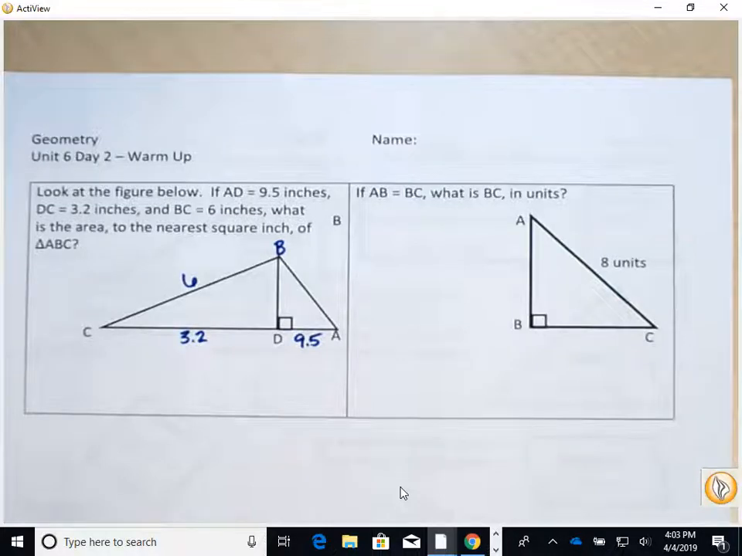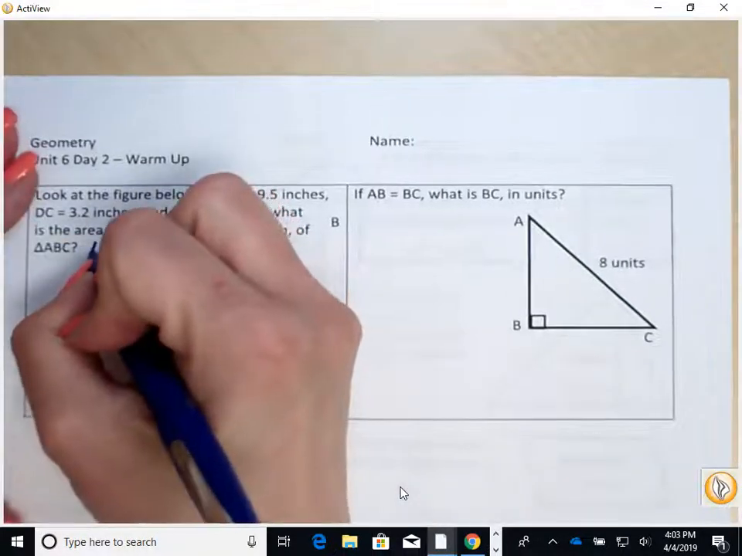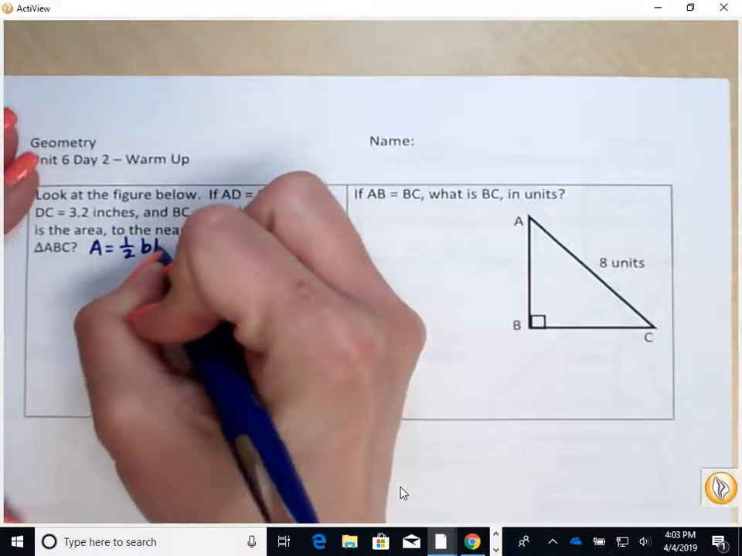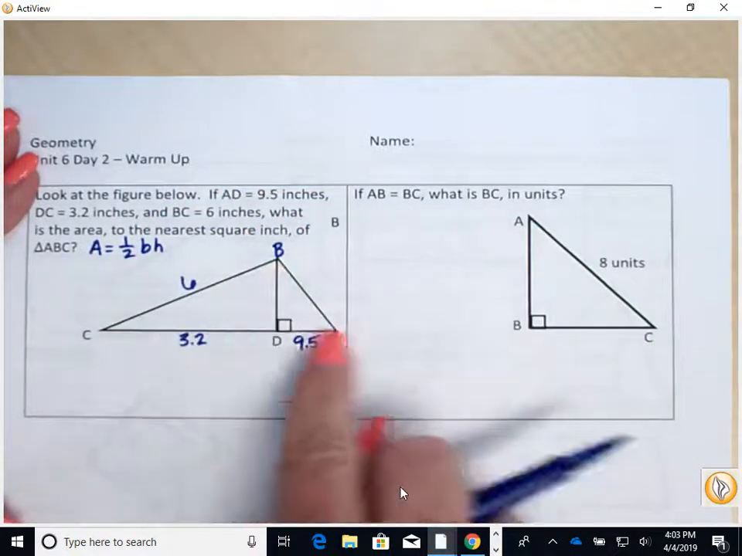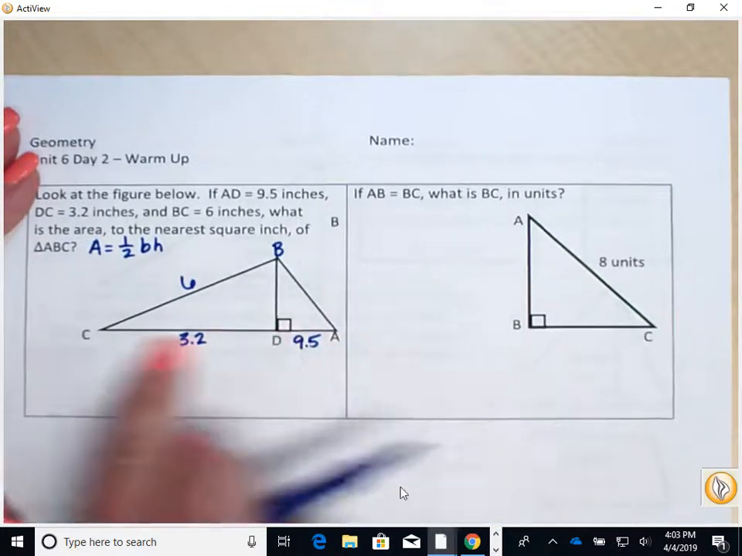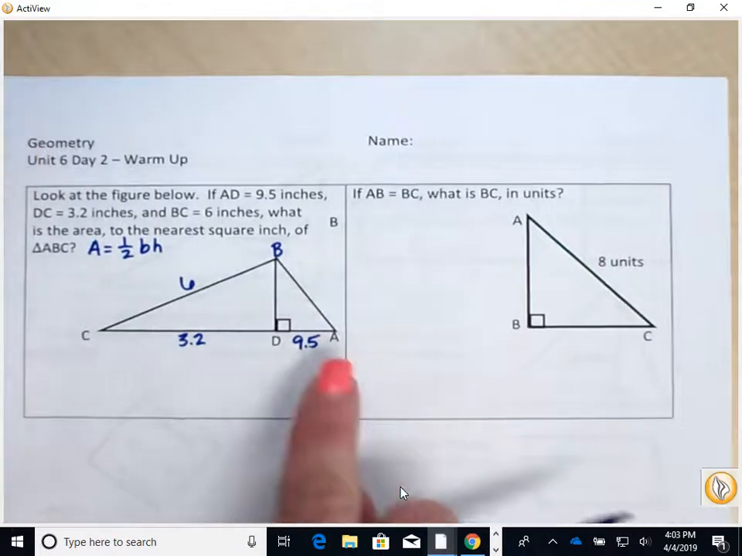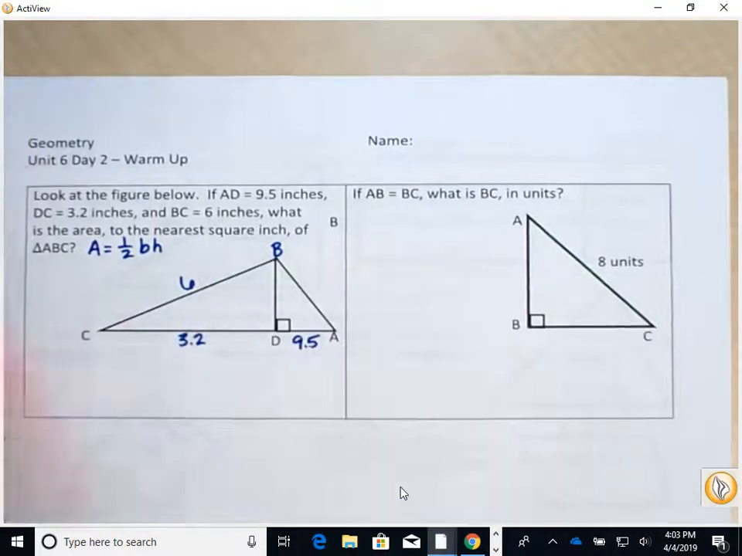All right, so remember for area, I just want to remind you, area of a triangle is 1/2 base times height, where the base and the height make 90-degree angles. So this is your height, this is your base. From A to C is your base, B to D is your height, because we're trying to find the area of this triangle ABC. All right, so what we need to know is, what is the base and the height?